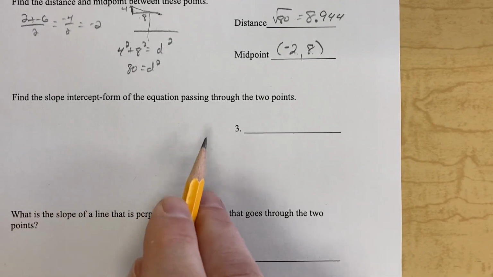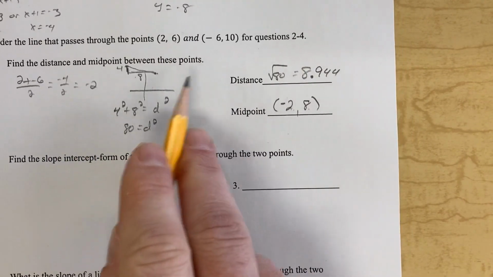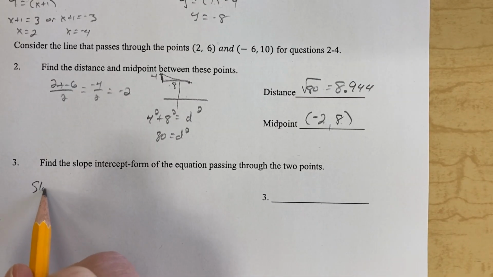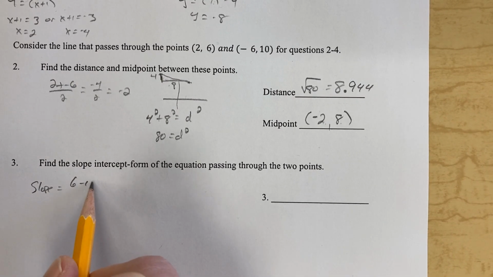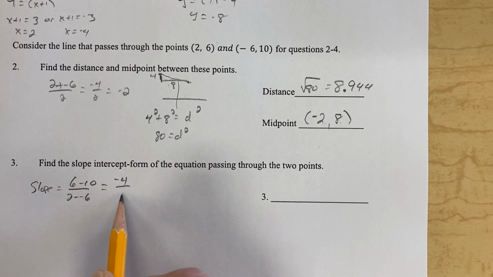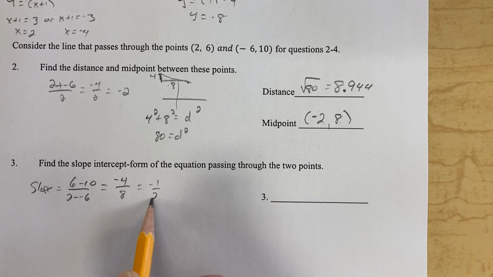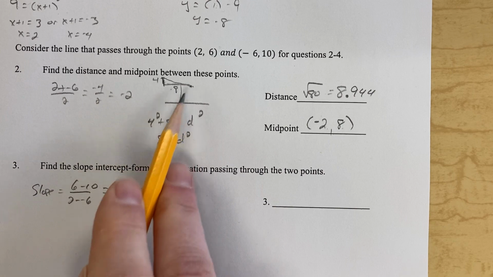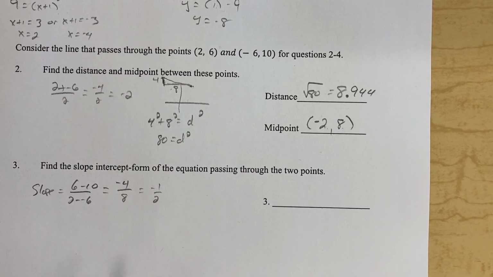Find the slope-intercept form of the equation passing through these 2 points. So what we want to do is find the slope between these. So our slope will be y minus y over x minus x. I'm going to get negative 4 over positive 8. I get a negative 1/2 as the slope. If I look at kind of this, that makes sense. Definitely negative. We're going down. The 1/2 kind of works for me.